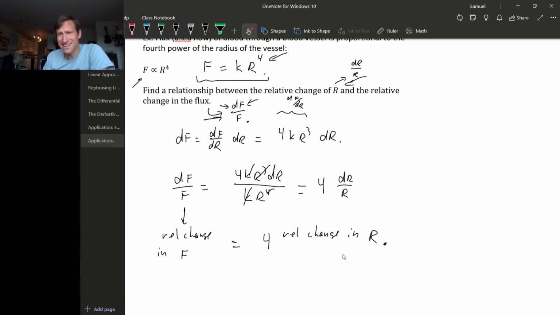So what this is saying is, if the radius of a blood vessel changes by 1%, say, the flux through that blood vessel will change by 4 times as much, so 4%. And that's true no matter what, because these are relative changes, that's true no matter what the starting value of the radius of the blood vessel is. A change of 1% in radius will always cause a change of 4% in flux, even if it started out big or small.